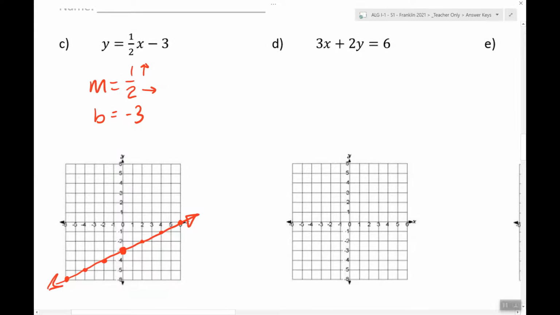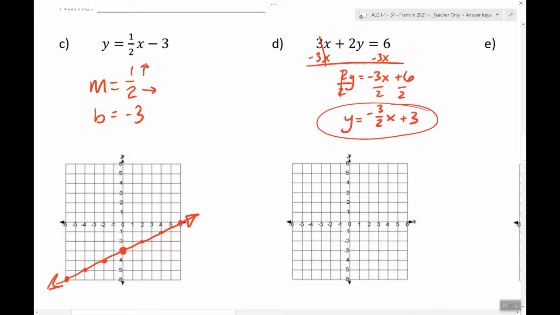Okay, example D, 3x plus 2y equals 6. We'll start by solving for y, so subtract 3x from both sides of the equal sign. 2y equals negative 3x plus 6. Again, write the x term first. Divide by 2. Leave the fraction on the x, so we get negative 3 over 2 x plus 3. 6 divided by 2 is 3.